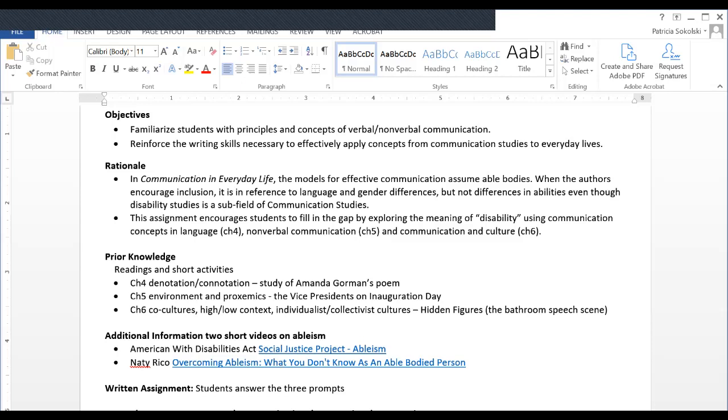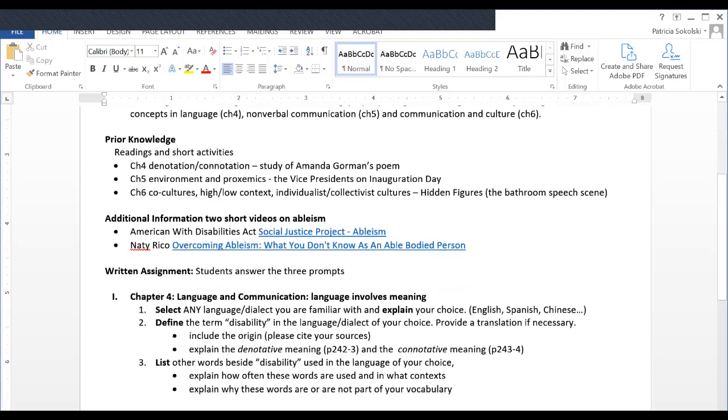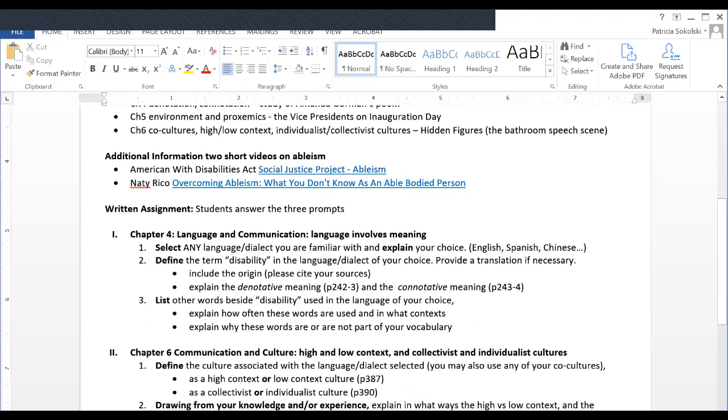And for co-cultures and high and low context, I selected a scene from Hidden Figures because it shows how the environment and the culture perpetuate racial discrimination and gender discrimination. And if the students can see it there, they will be able to apply it for disability. And then I give them two short videos, one on what is ableism, and the other one, a TED Talk about a woman and her experience at a four-year institution.